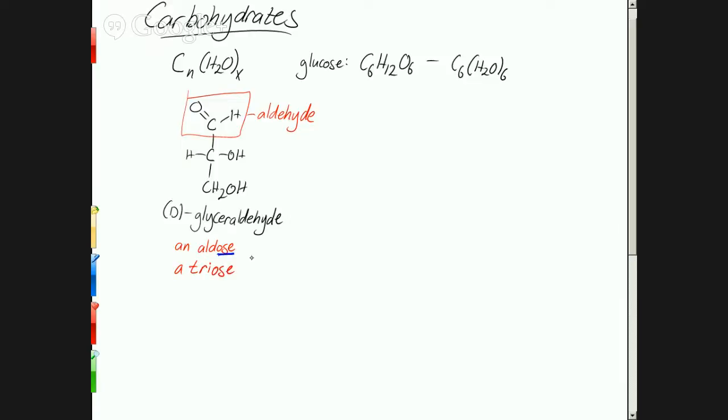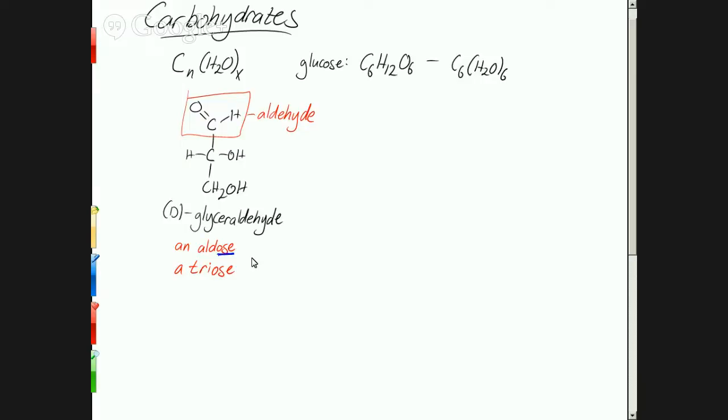Why do you think it's called a triose? What do you think that refers to? Yeah, there's 3 carbons. So they're also split up into a number of carbons. So you have trioses, tetroses, pentoses, and hexoses, and then you have the aldoses and the ketoses, depending on if it's an aldehyde or a ketone.